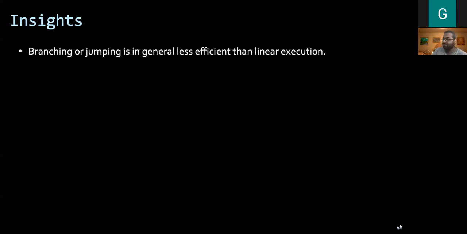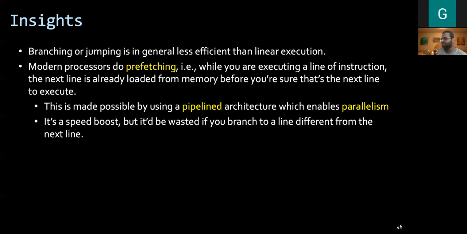In general, branching or jumping is less efficient than linear execution. It's not just because of the reason I told you, it's also to do with the fact that modern processors do a lot of prefetching. So if you're executing a line of instructions, the next line is usually already loaded in from memory before you know what line you're going to execute. So let's say you're running a bunch of commands. If you have a jump somewhere, your computer is already trying to predict what line you're doing beforehand, and it's going to try and run that instruction.